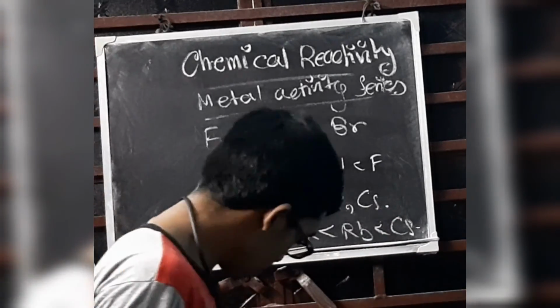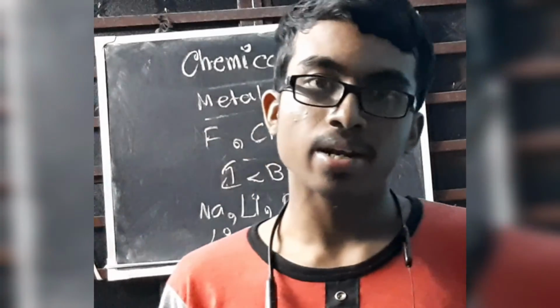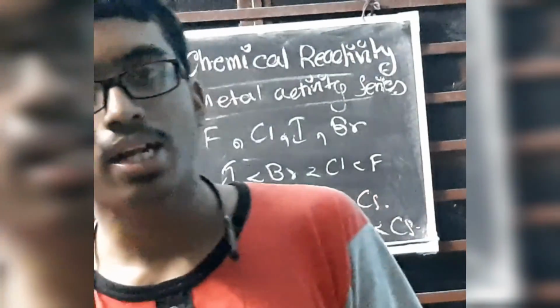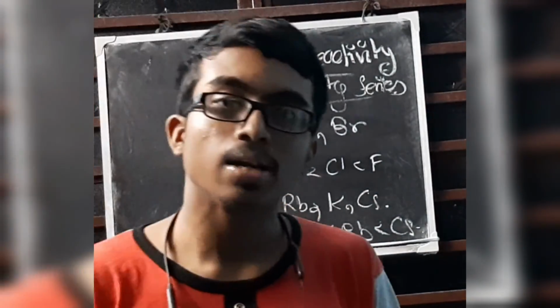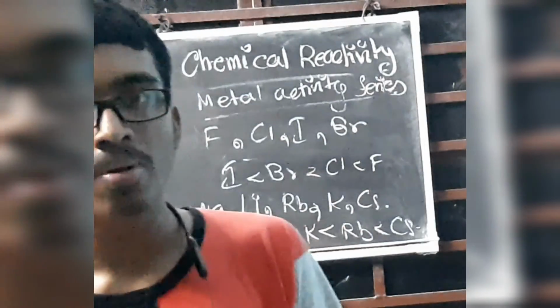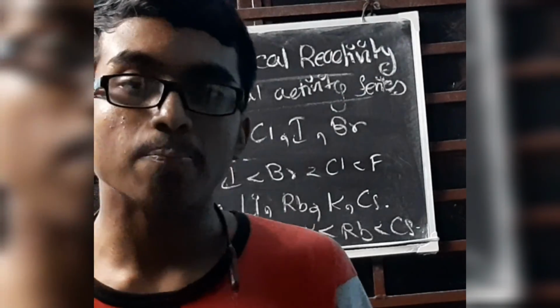So this is all in today's video. We have learnt about metallic character, non-metallic character, and chemical reactivity. We have learnt how to find the period and group number, and we have learnt in brief about typical elements.